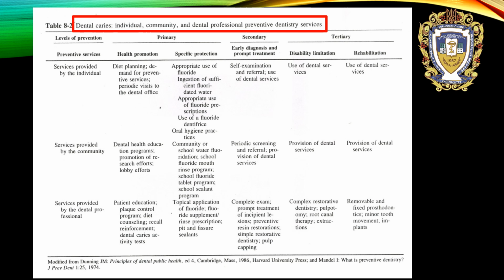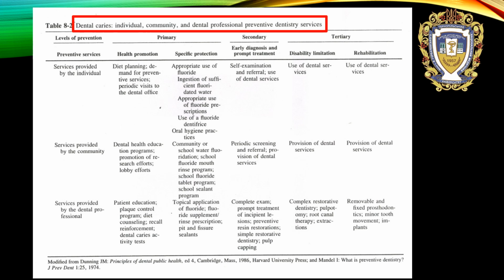On the secondary level of prevention, it will be periodic screening and referral, provision of dental services. And in the tertiary level of prevention, disability limitation, it will be provision of dental services, like the rehabilitation part too.